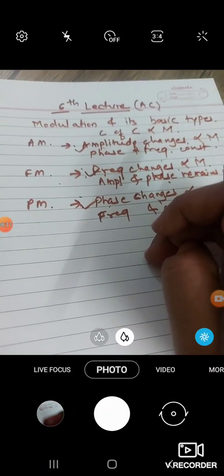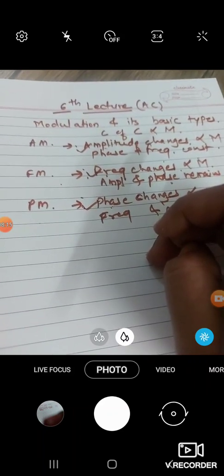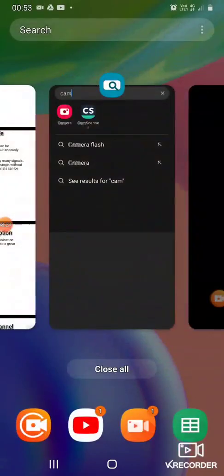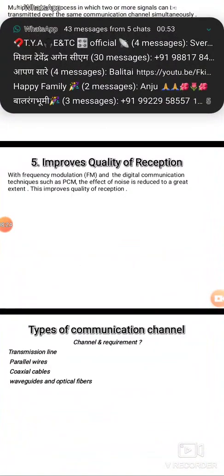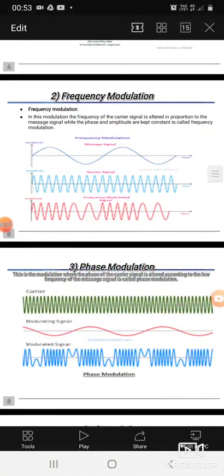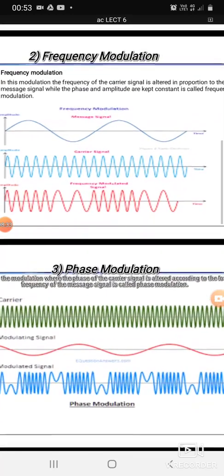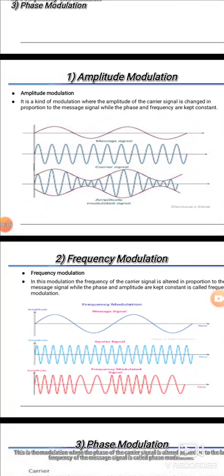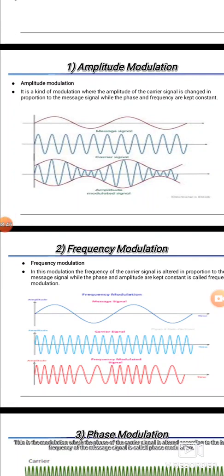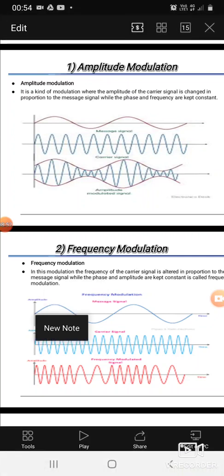Now we will see how to draw the waveforms for these types of modulations. But before going directly to drawing the waveforms, we will first see some other theoretical things given about AM, FM and PM. Same thing is given here. Amplitude modulation is a kind of modulation where the amplitude of the carrier is changed in proportion with the message signal, meaning the modulating signal. Frequency and phase of the carrier signal remain constant.